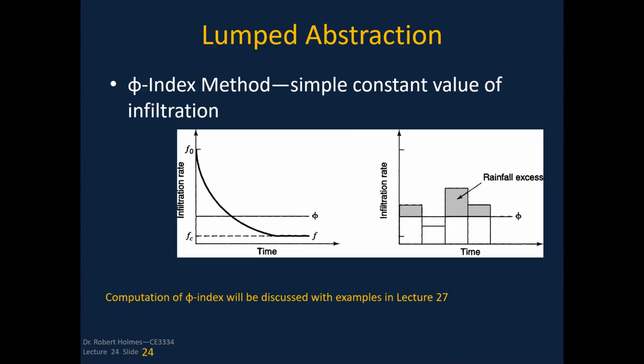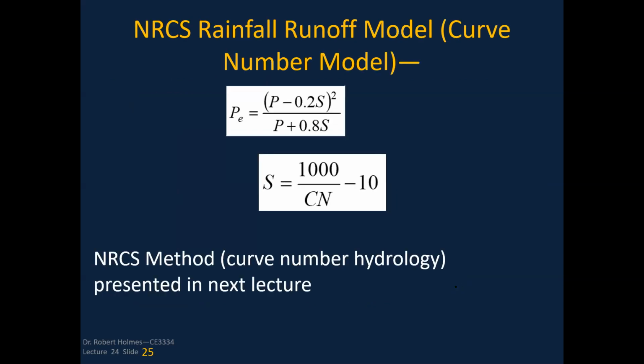Now, the lumped abstraction method, where we had this, which we recognize as what really happens with the soil in terms of the infiltration rate changing with time. This is what the lumped abstraction does. It says, I've just got a constant value phi. And so what you do then is if you have a hydrograph of rainfall, you take that phi, and everything above it is excess, everything below it infiltrates. It's a very simplistic method. And there's a phi index discussed in examples in lecture 27, although I've got to check that. I've changed some of the lectures. That may no longer be part of lecture 27. Just have to look.